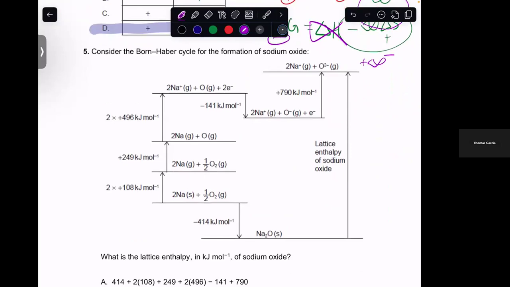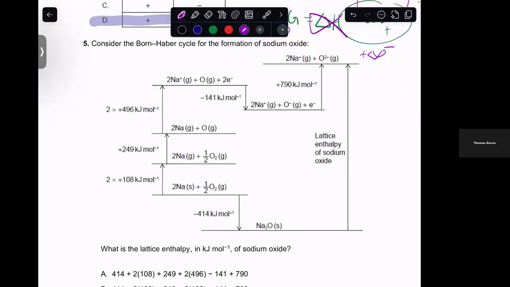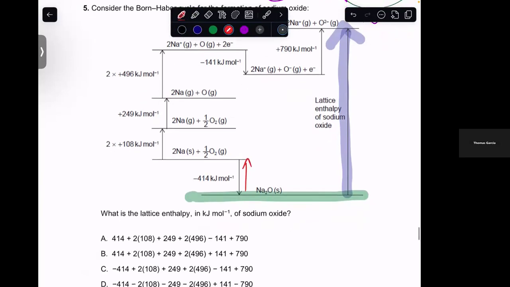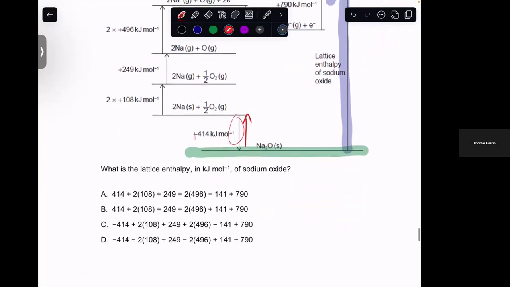All right. Number 5, consider the Born-Haber cycle for the formation of sodium oxide. What is the lattice enthalpy in kilojoules per mole of sodium oxide? So what we're looking for in this case is this. To do that, we're going to use Hess's law. So we're going to start right here. And the first thing we're going to do is go up. And because we're going opposite the arrow, this negative is going to become a positive.